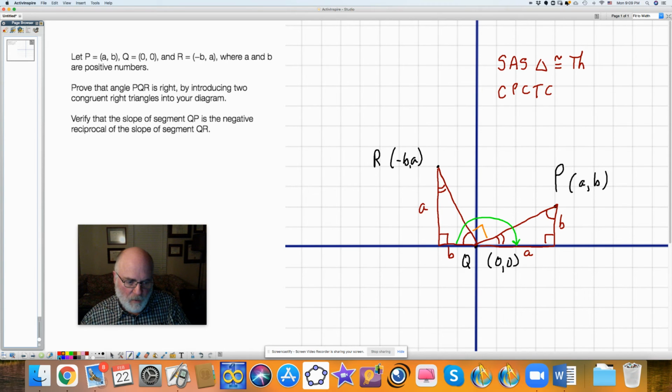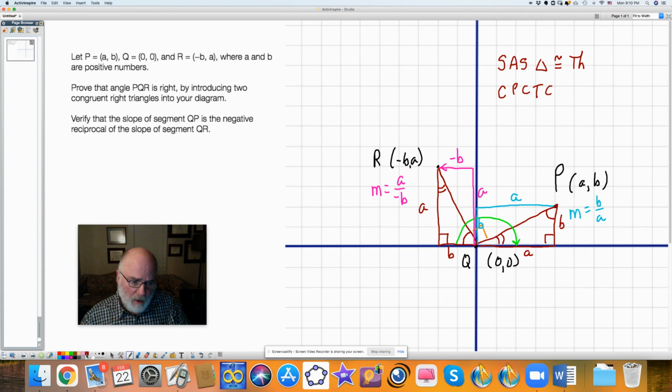And now let's talk about where it gets interesting. Let's look at the slope of this line. I'll have a rise of B and a run of A. So my slope here is equal to B over A. This other line from Q to R, I have a rise of A and a run of negative B. Notice it's directional. I'm going this way and I'm going this way up and to the left. So my slope of this line is equal to A over negative B.